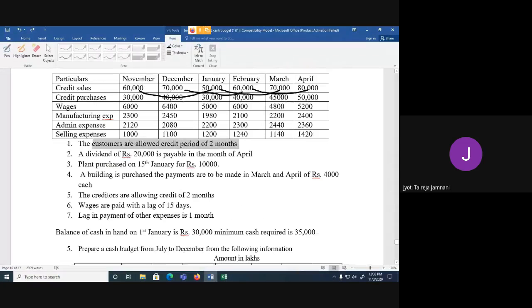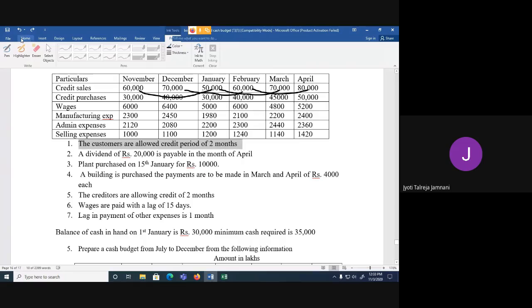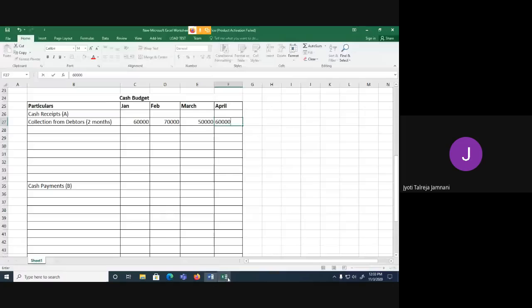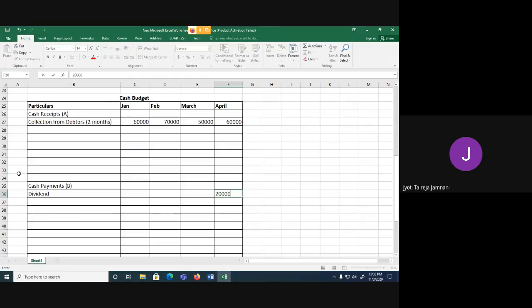Next, a dividend of rupees 20,000 is payable in the month of April. So payable means it will go in the payment side, and the first payment that we are making is dividend. We are paying it in the month of April, so only in the month of April you record it as 20,000. Plant purchased on 15 Jan rupees 10,000. So you are going to write it here.